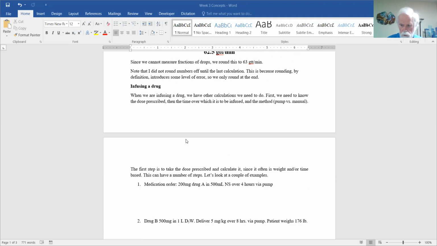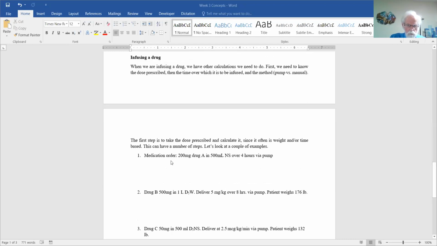So the next part of this is a little more complex, in that if we're actually delivering a drug, we have some other calculations to do first. This is a little bit of additional material. It's not going to appear in an exam or an assessment, but it is something to be aware of that we can calculate. In this particular case, a pretty simple calculation.